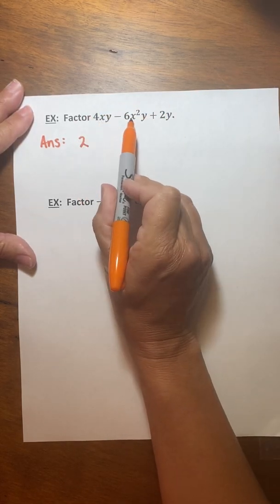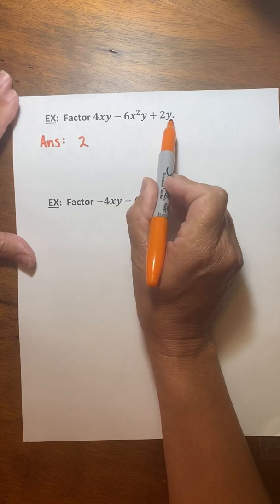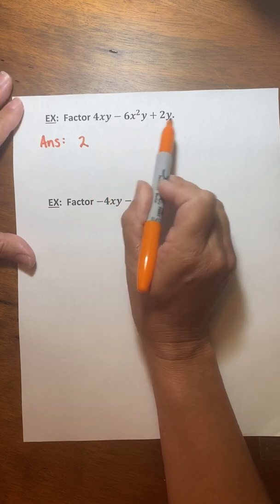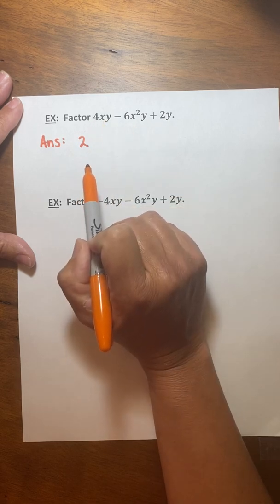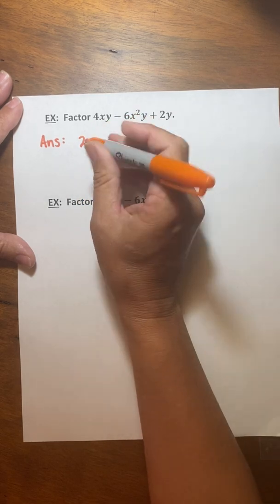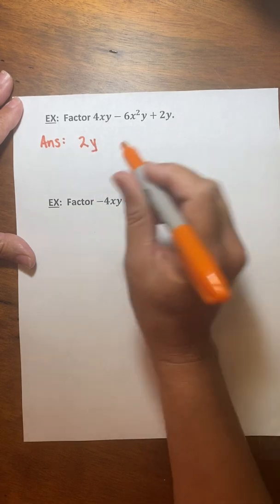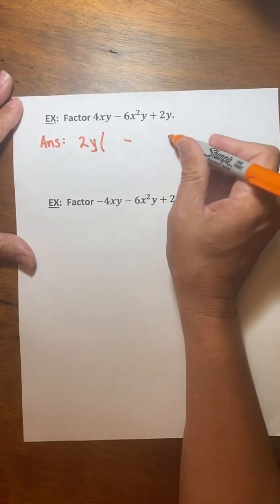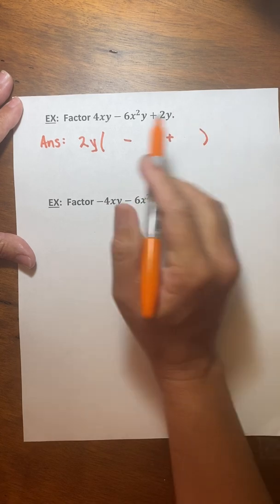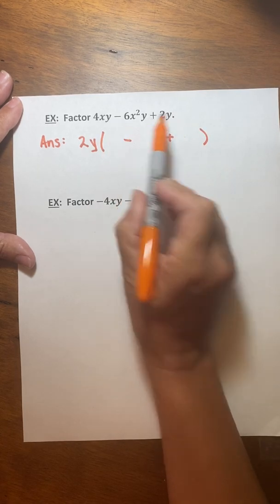We have an x here and an x here, but no x here. So we can't pull something out unless all the terms in the expression have it. So we may not pull the x out. But all terms have a y, so we can pull the y out. So we've exhausted all 3 pieces. We're going to put parentheses. Right, it's going to be 3 terms with the subtraction, then addition.